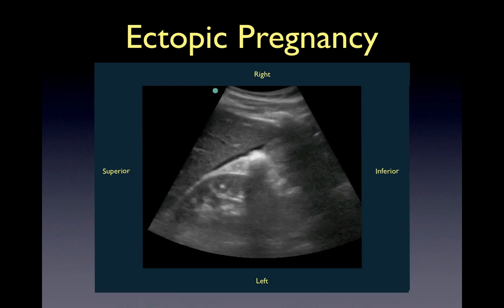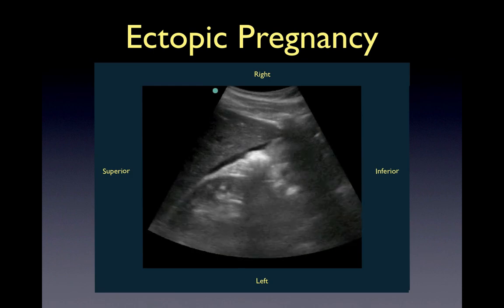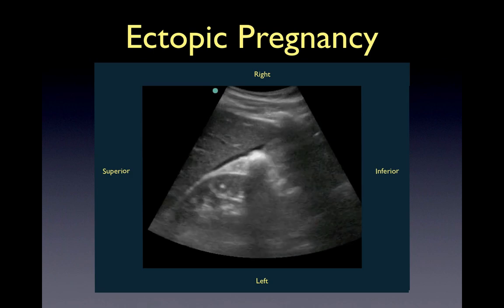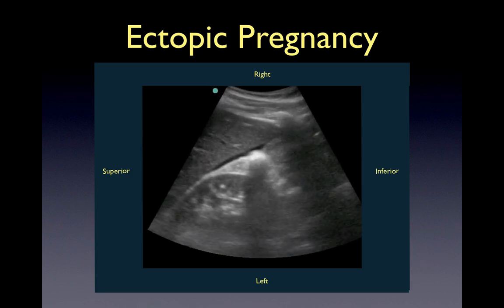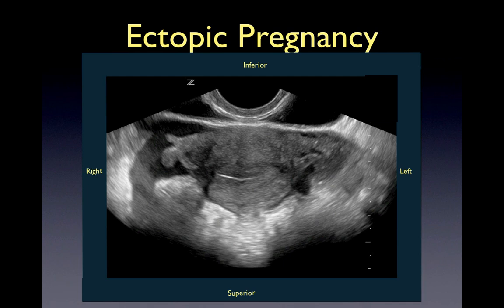Here's an example of fluid in Morrison's pouch. If you see this in an HCG positive female, be concerned for a ruptured ectopic. And here's an example of fluid in the pelvis. The uterus is visualized in a transverse plane.